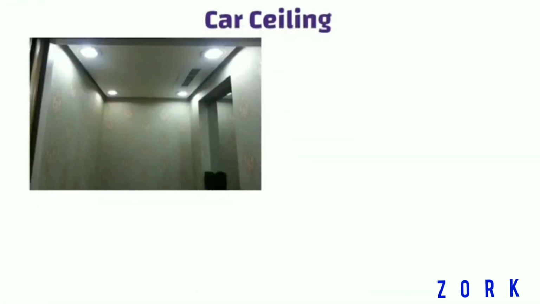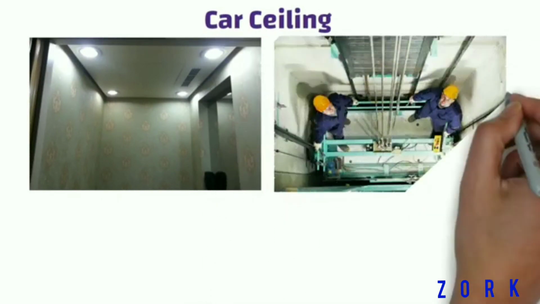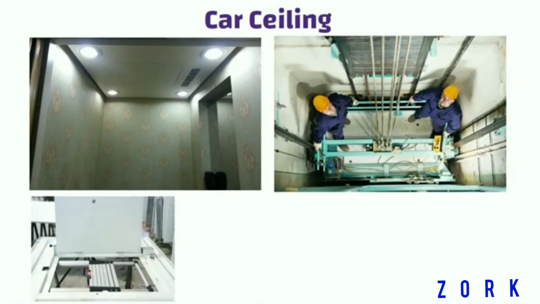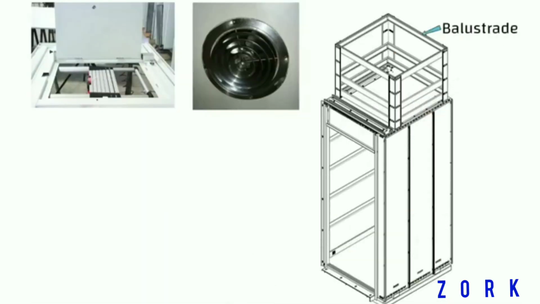Car ceiling. Car ceiling is designed to be able to support two persons during maintenance operation without permanent deformation. Car ceiling is prepared also to mount emergency trapdoor, blower fan, and balustrade.